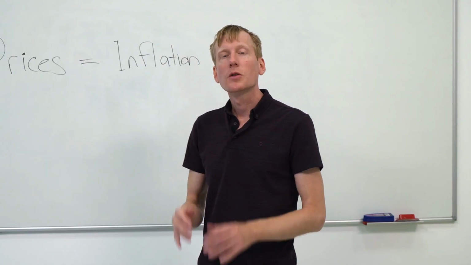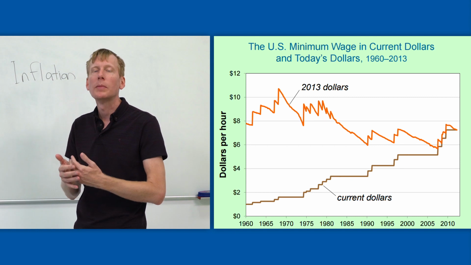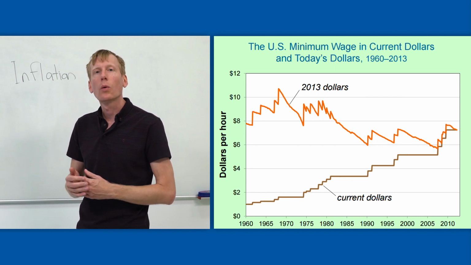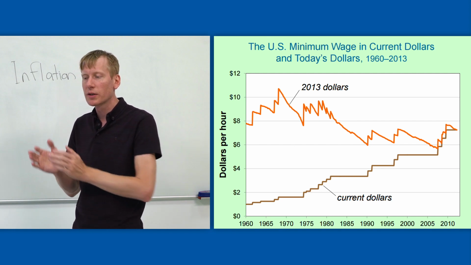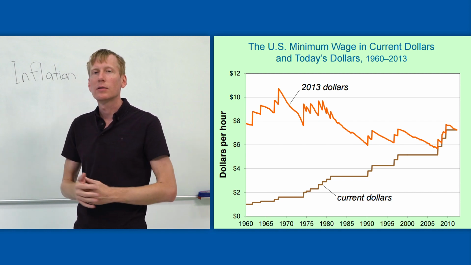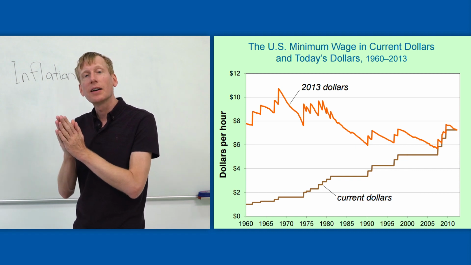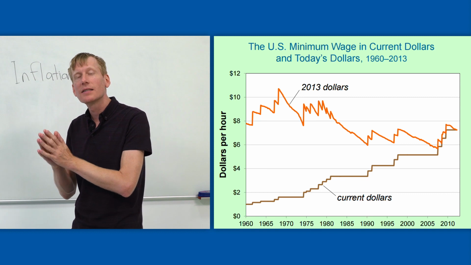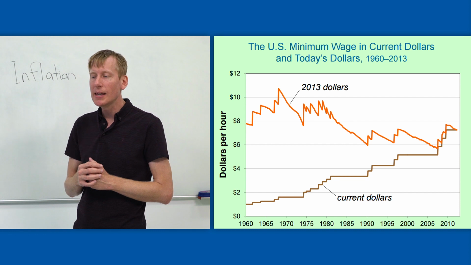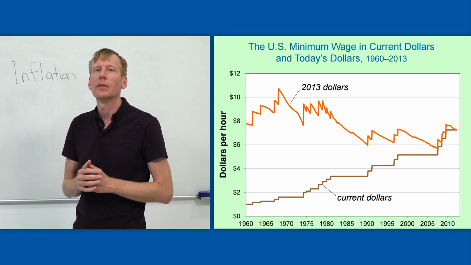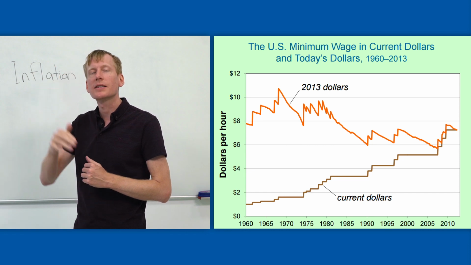We can see in a simple table here a calculation of the real minimum wage in the United States, or the United States minimum wage in current dollars as it adjusts over time from 1960 to 2013. That's calculated in 1970 dollars, in 1980 dollars, in 1990 dollars, etc. And you can see that it reaches a peak somewhere around 1970. And thereafter, it slowly adjusts downward.